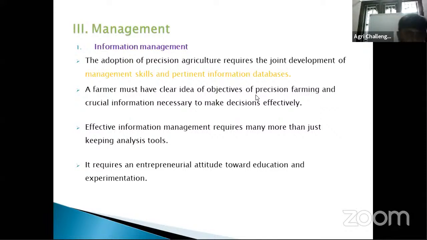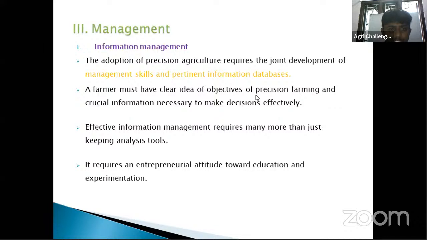The adoption of precision agriculture requires the development of management skills and their information database. The management skills of that farmer or farm manager are also going to affect the outcome. That is also one of the tools. And precision data we are having from technological tools. A farmer must have a clear idea of the objectives of precision farming and the crucial information necessary to make decisions effectively. We are having all these tools, all this data, but if the farmer is unable to understand, then there is no need, then no use.